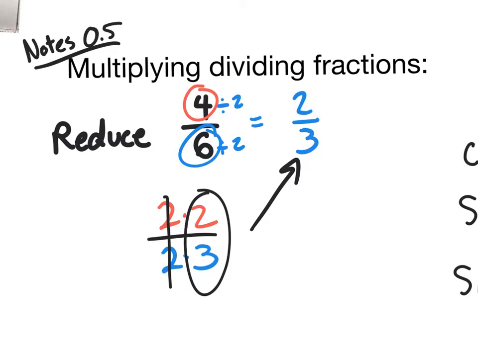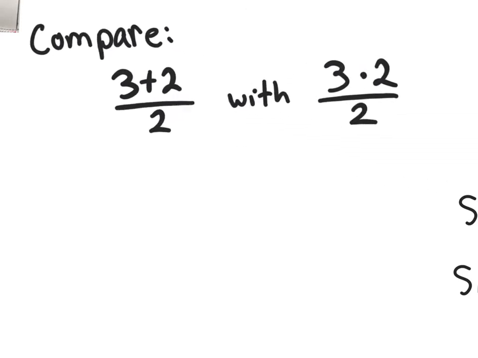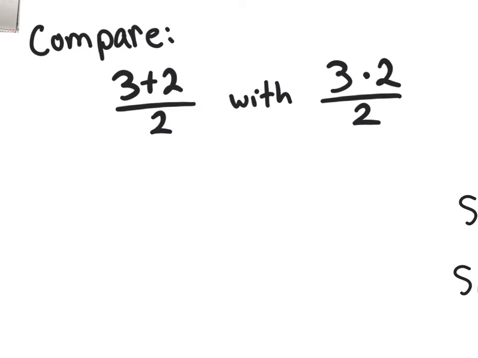Okay, so how about we make some space here for all this. How about we compare 3 plus 2 over 2 with 3 times 2 over 2. Okay, so I want to reiterate that we could cancel when we have pure multiplication, but you cannot cancel when you're adding or subtracting, right?